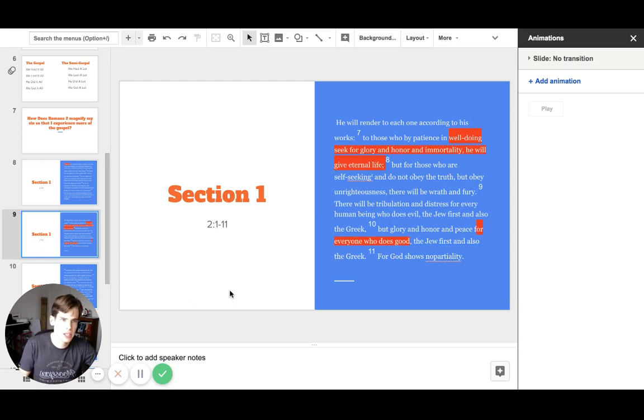Then the next part of that, verses 6 through 11, that's the next paragraph. And there's a couple things that I want you to anticipate that you probably already do. But you might have noticed how verse 7 and 10 might make it seem like Paul is talking about justification by works. He says, God will render to each one according to his works. To those who, by patience in well-doing, seek for glory and honor and immortality, he'll give eternal life. It sounds like salvation by works, right? And then verse 10, but glory and honor and peace for everyone who does good, the Jew first and also for the Greek. And then verse 11, for God shows no partiality.